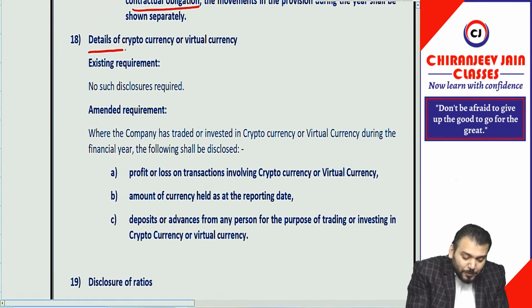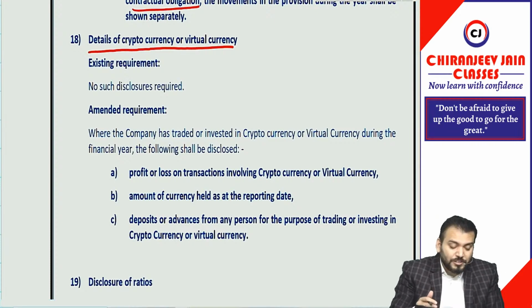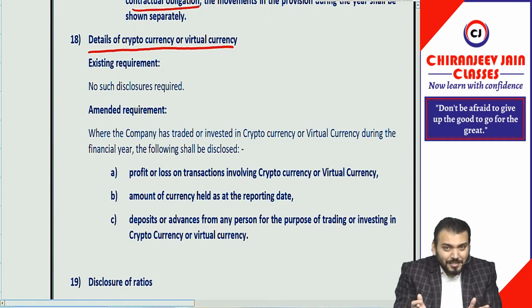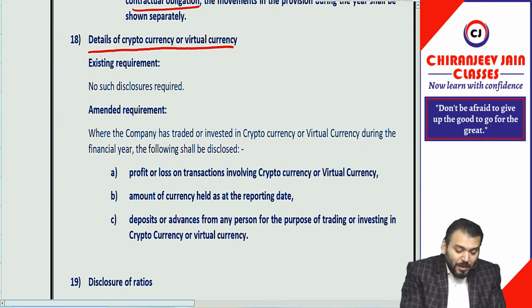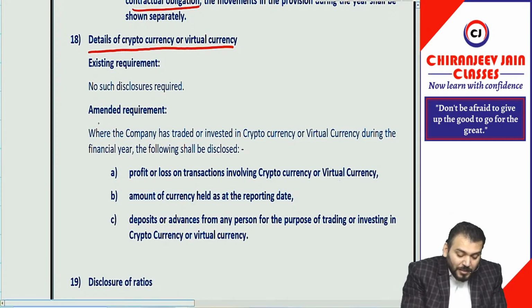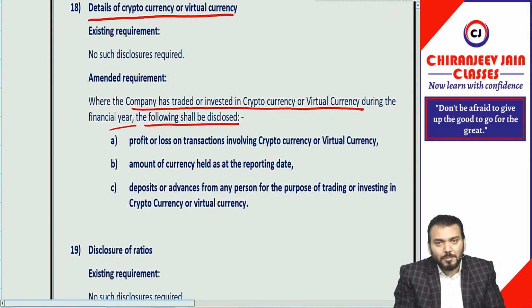Then details of cryptocurrency and virtual currency. Now with this disclosure, one doubt will come in your mind: whether a transaction in the nature of cryptocurrency or virtual currency is a legal transaction or not as per Indian law. Correct? But as per the revised requirement of Schedule 3, whenever the company has traded or invested in cryptocurrency or virtual currency during the financial year, the following shall be disclosed. Previously there was no such requirement. This has been added.